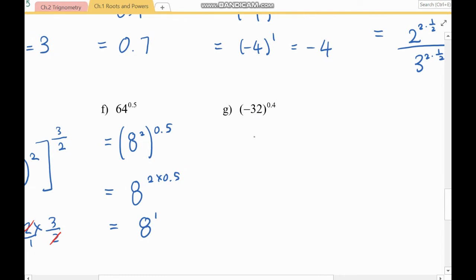Negative 32. Negative 32 is the same as negative 2 to the power of 5, to the power of 0.4. Okay, then negative 2 to the power of 5 times 0.4. 5 times 0.4 is 2. You can just simply put 5 times 0.4. That is 2. Then negative 2 to the power of 2. Negative 2 times negative 2 becomes positive. The answer is 4.